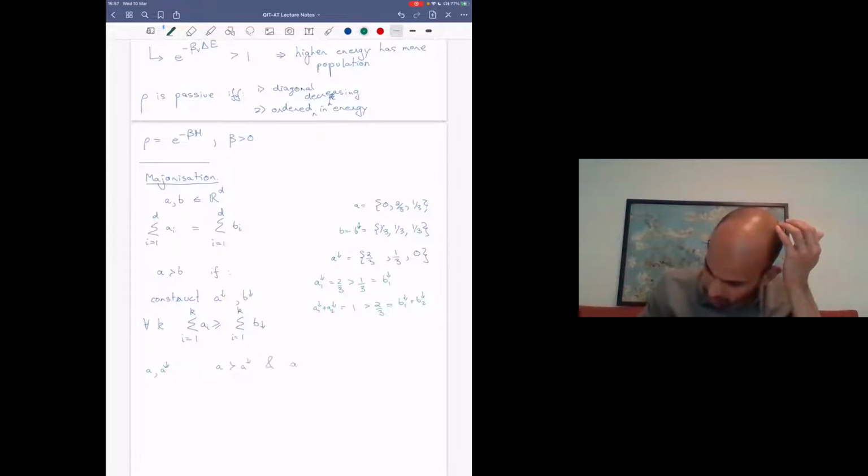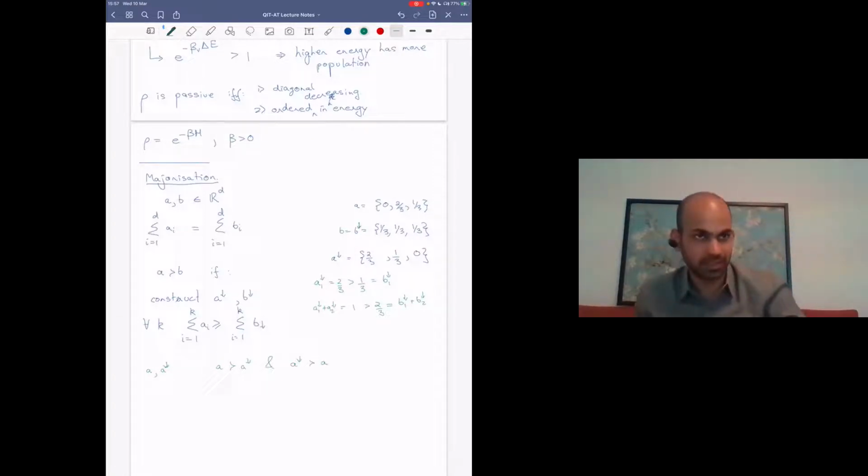And also A ordered majorizes A, because the ordered elements are the same, but they're not exactly the same vector. A is not the same as A ordered. So it doesn't form an order of any sort.